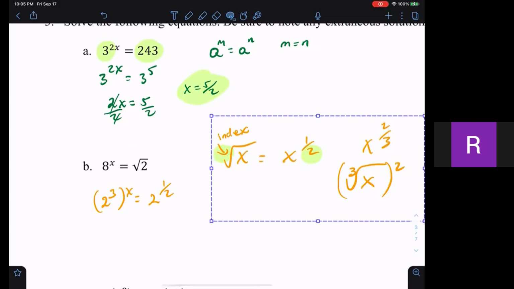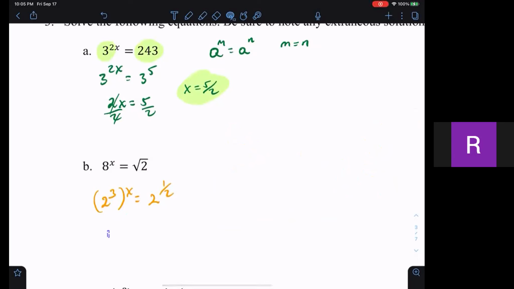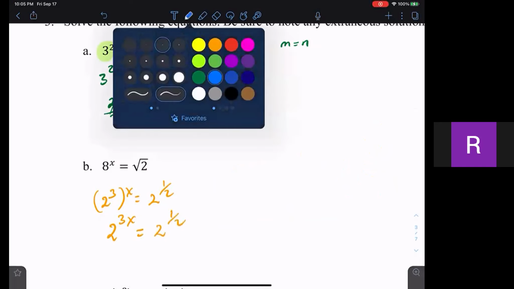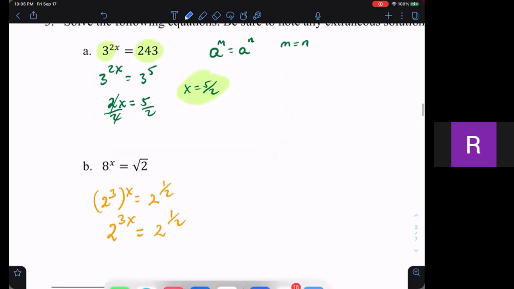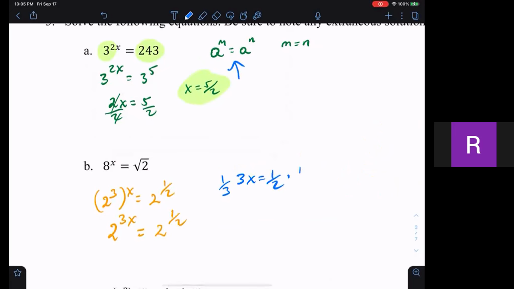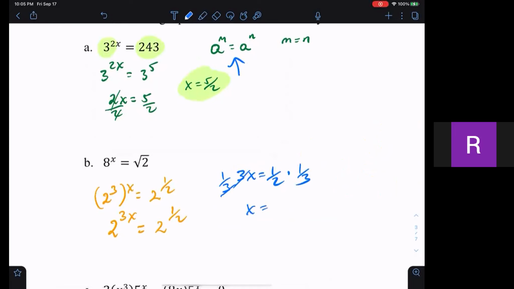So let's solve the problem. Now that we have that, we can set 2 to the 3x equals 2 to the 1/2. Now you have the same base, so you can set the exponents equal to each other using this rule. So I need to multiply by 1/3, and that should be my answer. x equals 1/6. I hope you understand that.